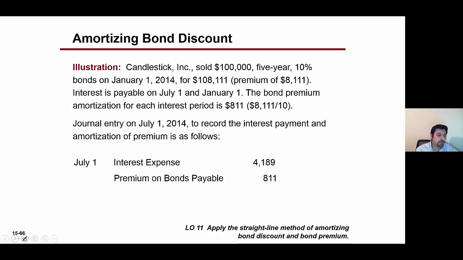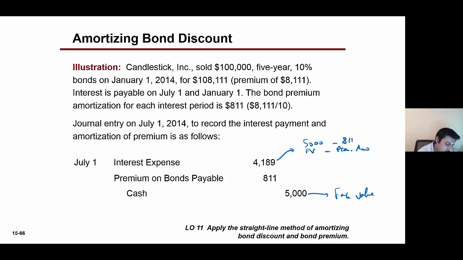The cash payment will always be credited. The cash will always be credited 5,000, and that would be the total amount depending on the face value. This one is equal to 5,000 minus 811, and that would basically be the face value minus the premium amortization. So this is face value minus premium amortization.